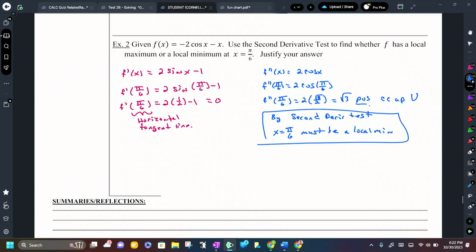My first derivative was equal to 0 at pi over 6. So if my derivative is equal to 0, we have a horizontal tangent line, or we should have a horizontal tangent line. My second derivative was positive. That means we're concave up on that interval, and we can just keep going from there.